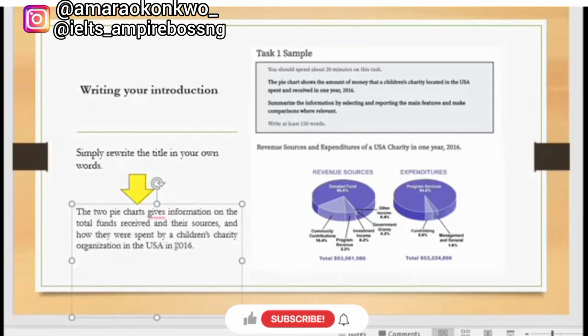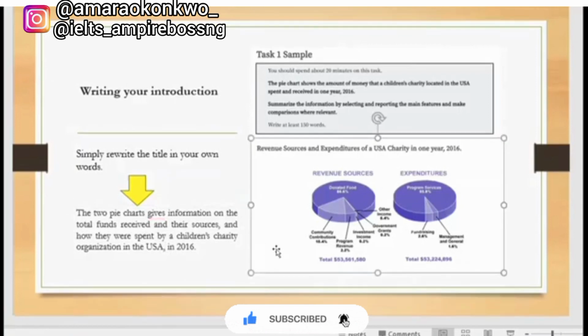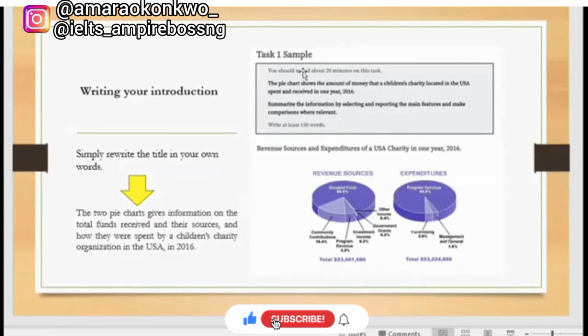In the USA in 2016. You understand? In the USA in 2016. So this is what I was saying. When you're writing your introduction, make sure you mention the particular details involved. So this is how to write your introduction. Very simple, very easy and straight to the point.